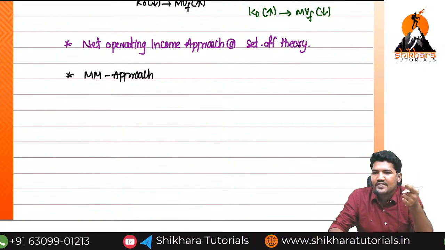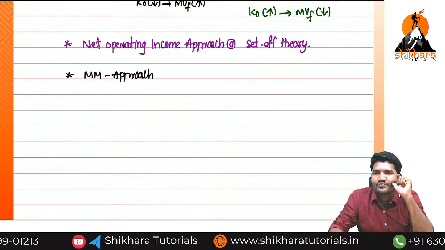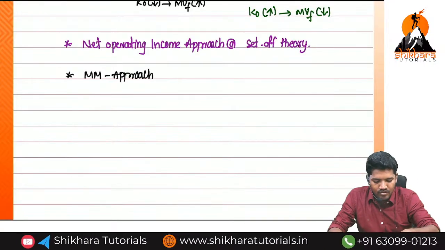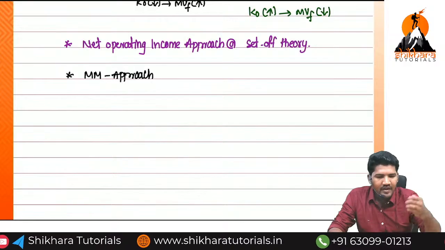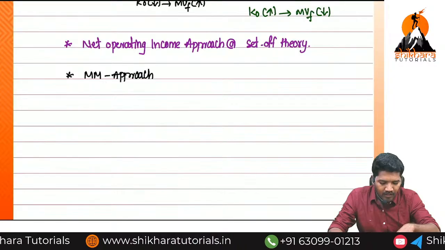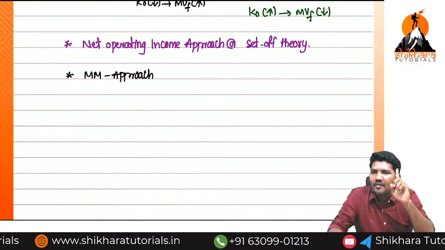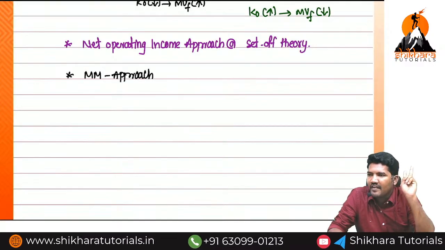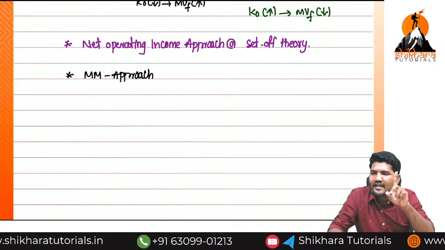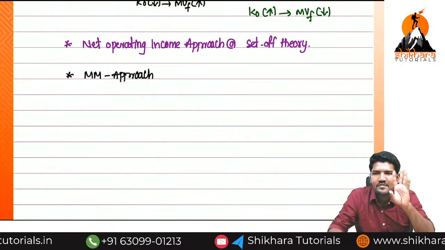So the net income approach and the net operating income approach are theoretical concepts, and this approach is a practical approach. So in a practical approach, what happened? The investor thinks like this: he invested in two companies, company A and company B. Company A is a levered company, company B is an unlevered company. Are you clear? Or you can choose vice versa also. First I am focusing on A levered, B unlevered. He has two shares, or two investments, in two companies.